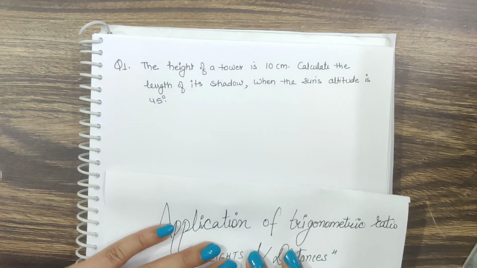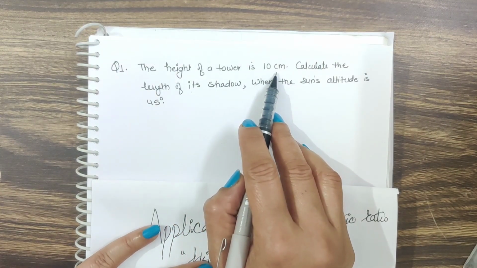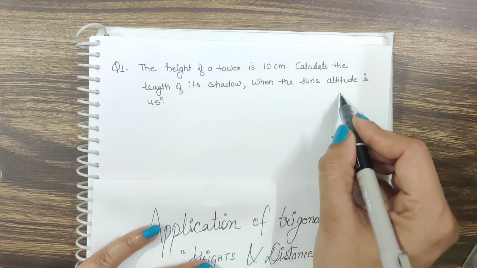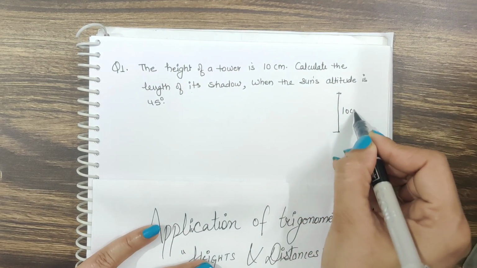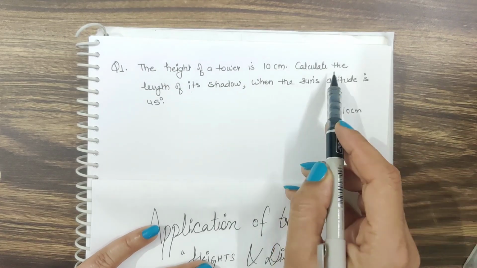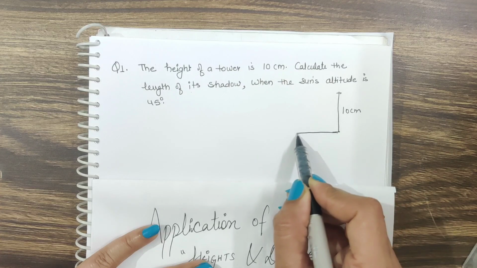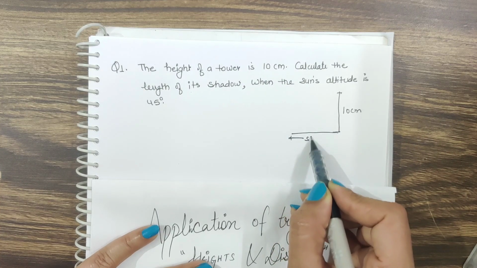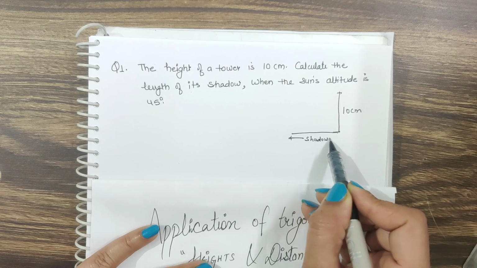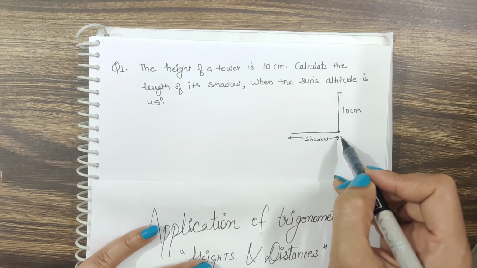Student, this is our first question. The height of a tower is 10 centimeter. So let's draw the figure first. This is the tower of the height 10 centimeter. Calculate the length of its shadow. The shadow is always on the horizontal line. So we have to calculate this shadow distance from this point on which the tower is standing.